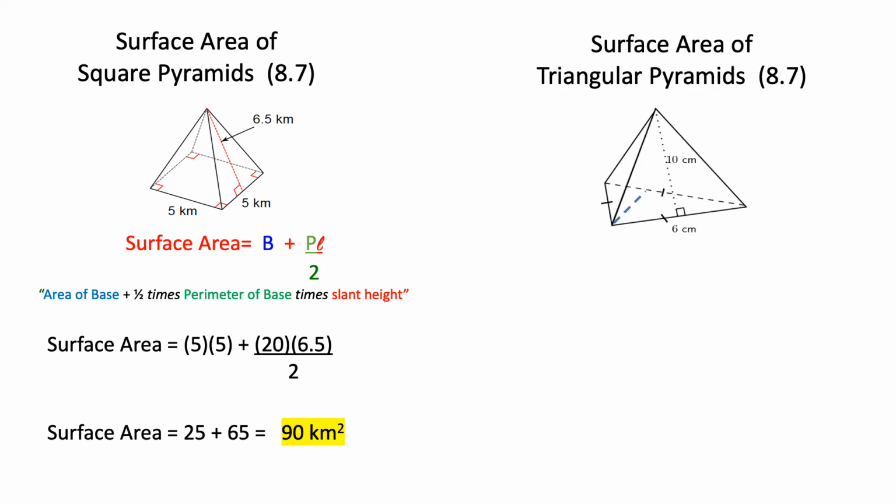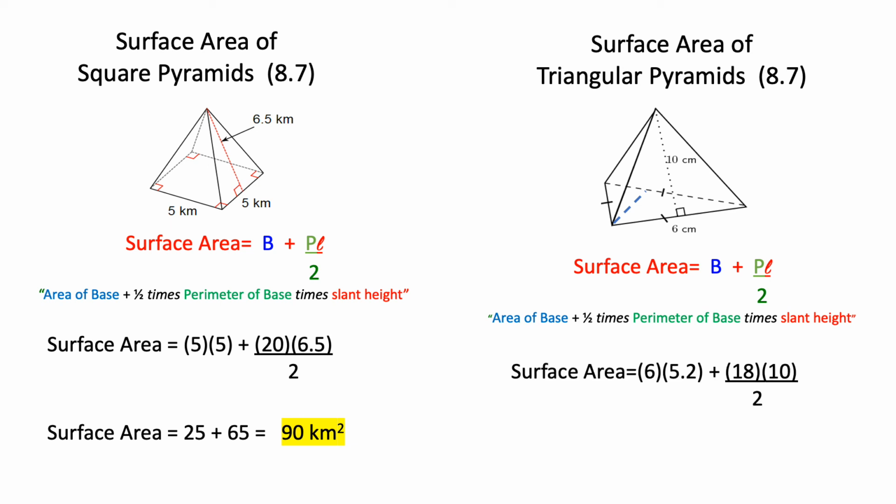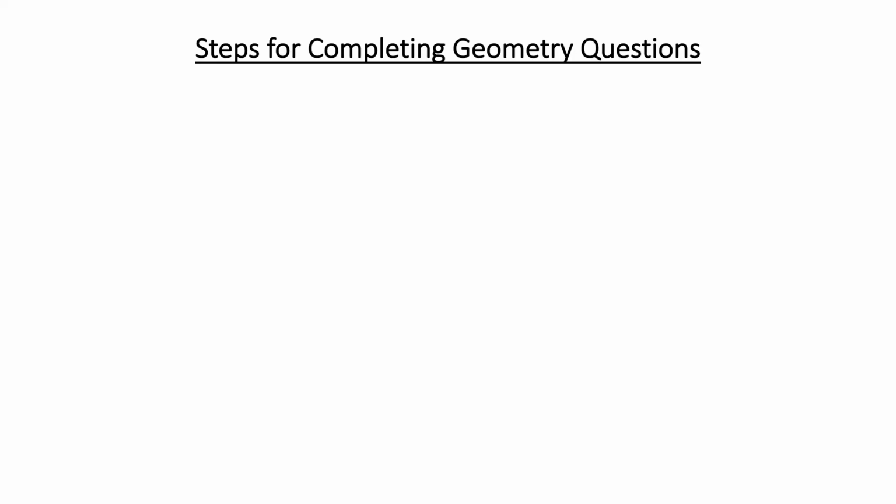On triangular pyramids, again, same formula. Area of the base plus the perimeter of the base times the slant height divided by 2. If we substitute and solve with the numbers given, we find 121.2. Okay, so that's a quick overview of solving for all of those different types of shapes.